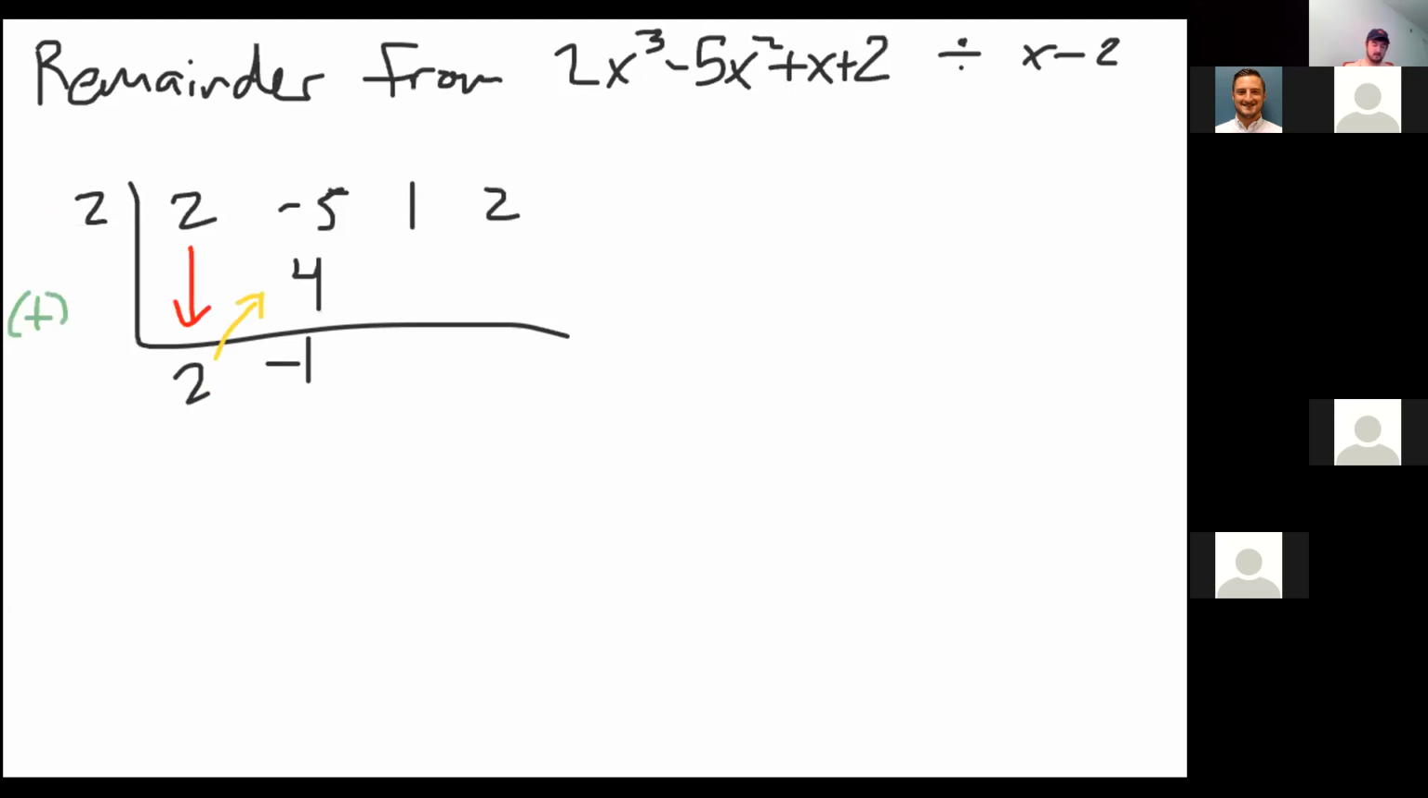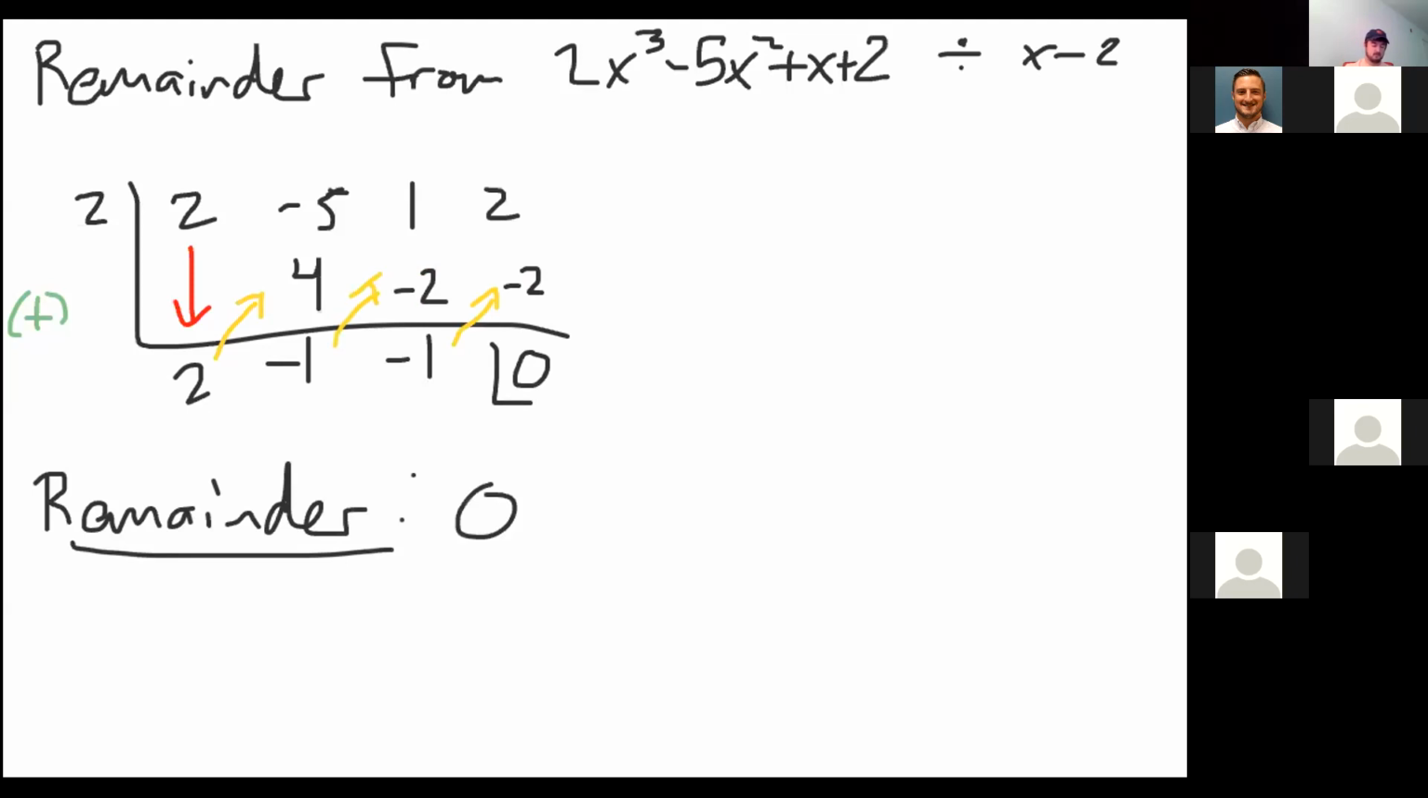I move up and to the right again. -1 times 2 is -2. Now 1 plus -2 is -1. Move up and to the right again, and -1 times 2 is -2. Then my remainder, which is always that last number, is when I take 2 and add it to -2, I get 0. So the remainder is 0.